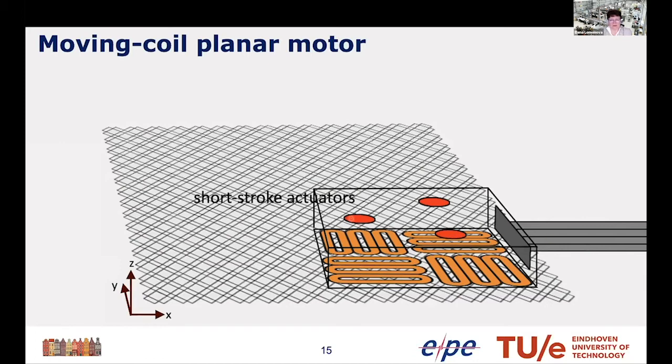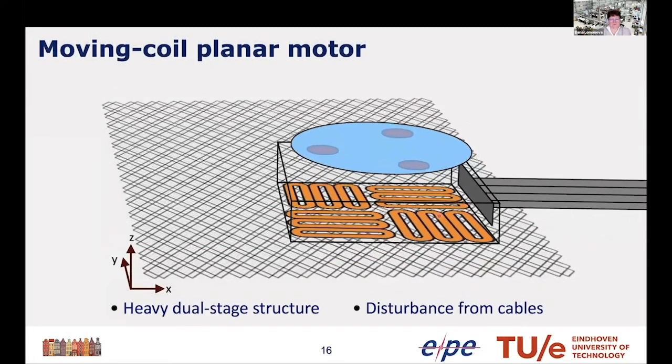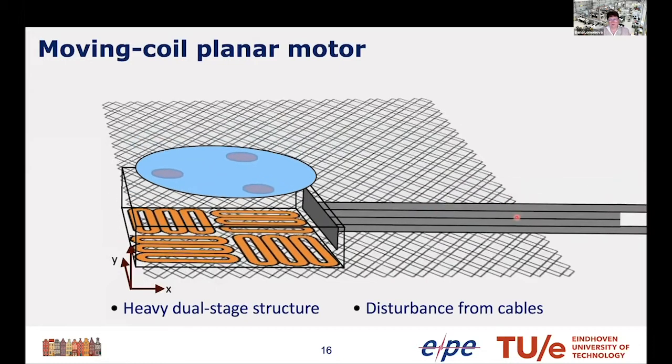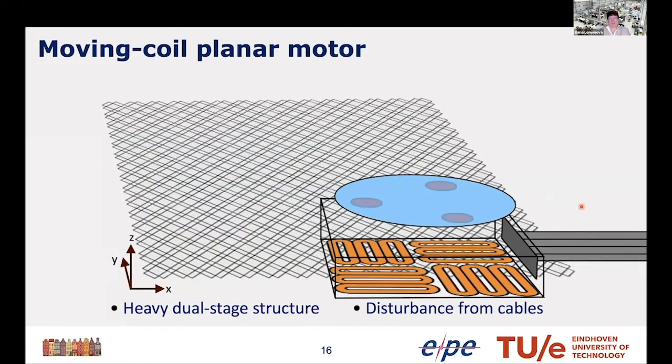On top of that, additionally, we have so-called short stroke actuators. These are voice coil actuators which accurately position the wafer during the operation. And the wafer is positioned on top of the whole global structure. So it is moving in the following way. It's a heavy dual structure, and look at the behavior of the cable. It's a significant disturbance which has to be compensated by feed-forward or advanced control methods.